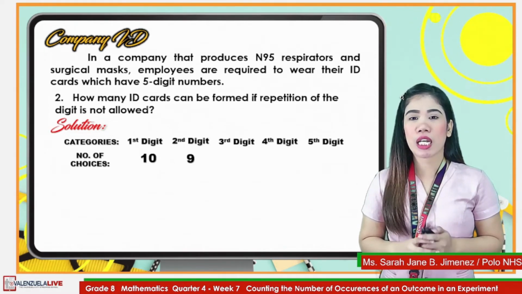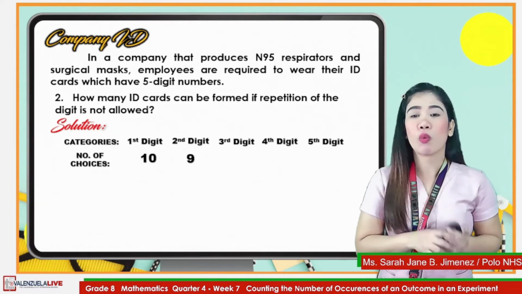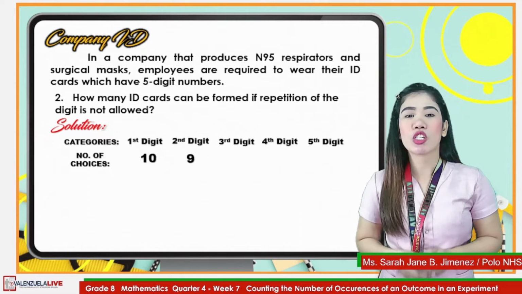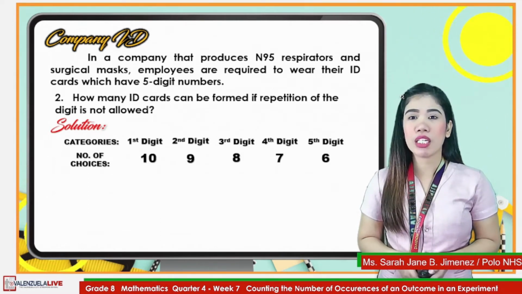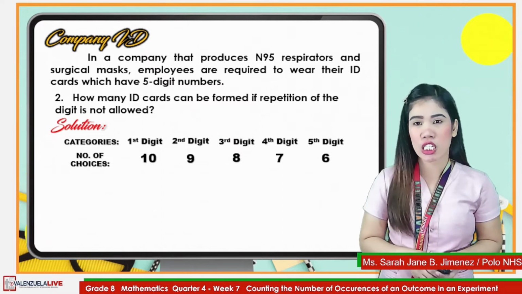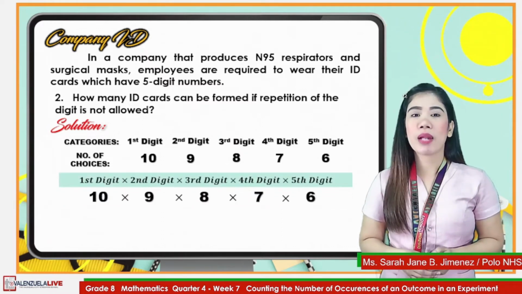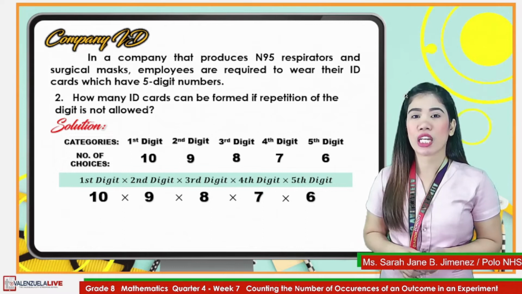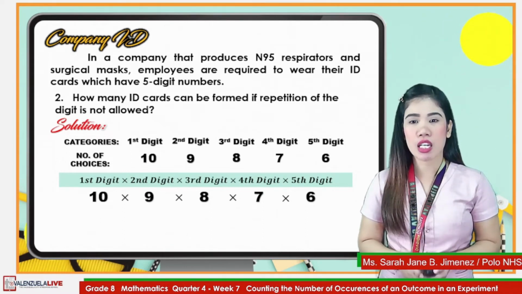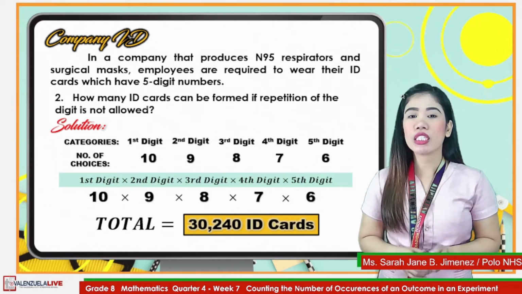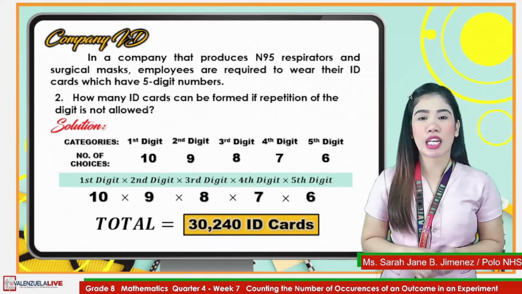The third digit can be any of the 10 digits except the 2 already used in digit 1 and digit 2 since repetition is not allowed, hence 8 choices, and it will be the same with the fourth and fifth digits. Therefore, multiplying the numbers of choices for each category, 10 times 9 times 8 times 7 times 6, the total will be 30,240 ID cards.